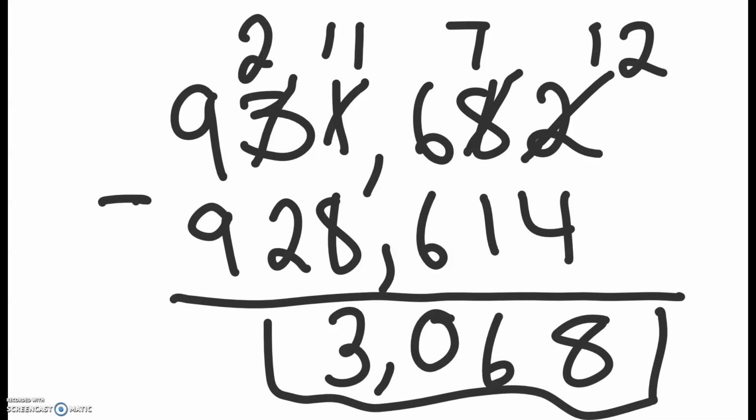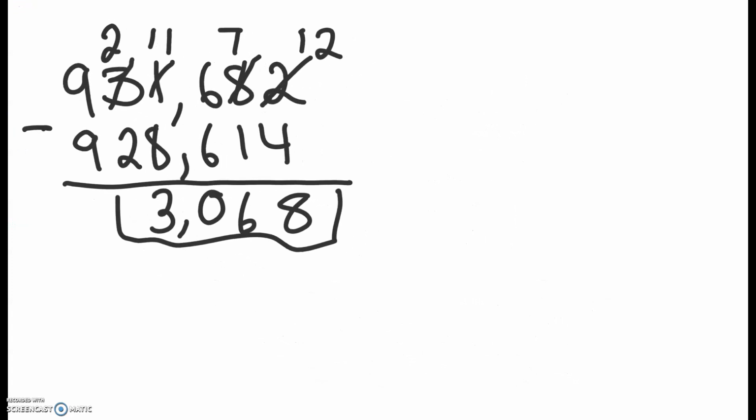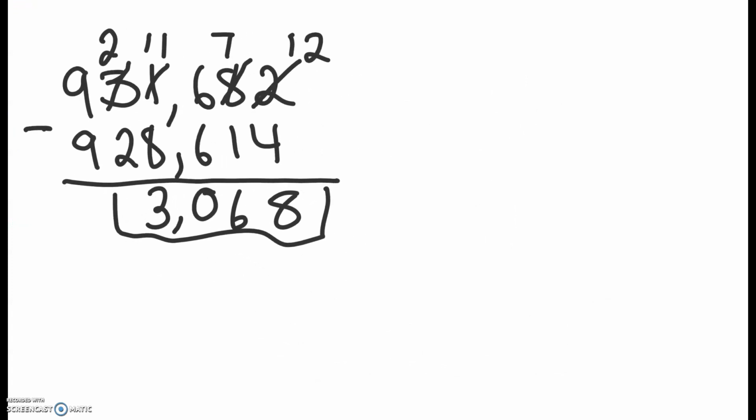3,068. Now I can also check my answer by using the inverse operation or the opposite operation, which in this case would be addition. So if I wanted to check my answer using addition, I would take the answer that I got, which was 3,068, and I would add it to this number on the bottom.